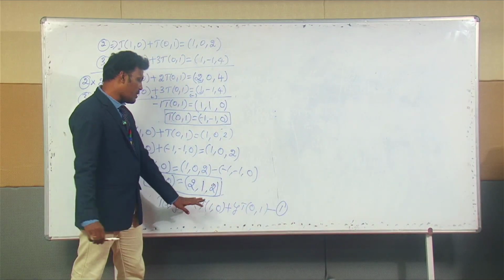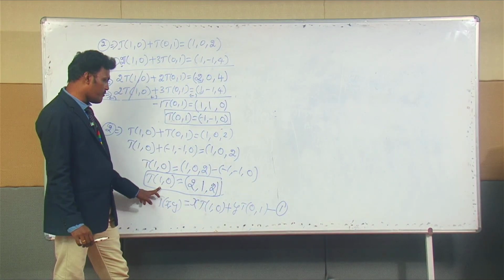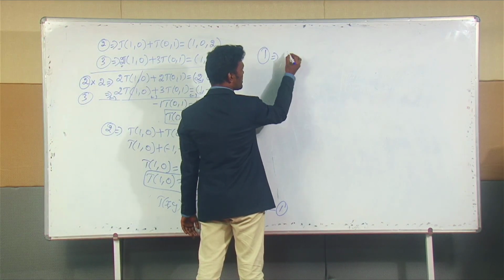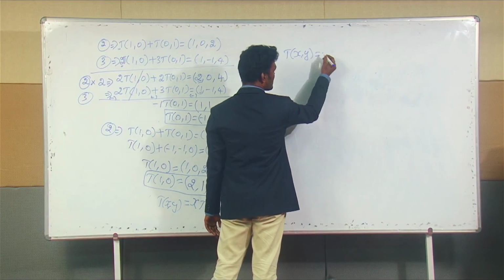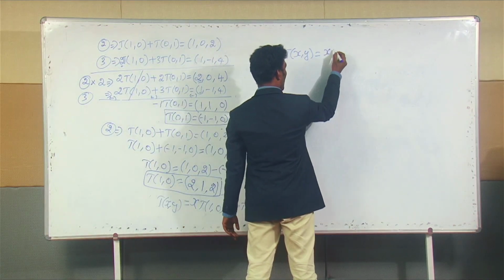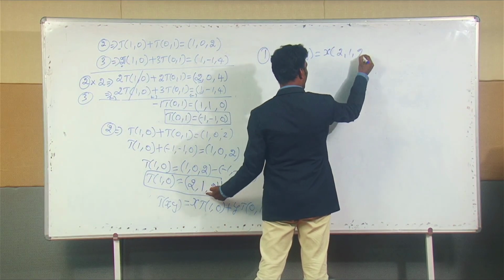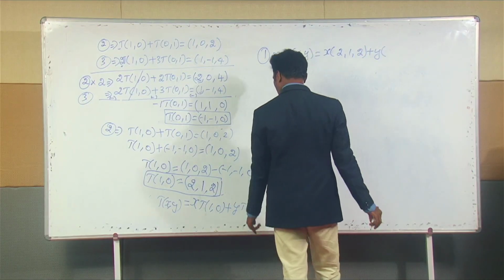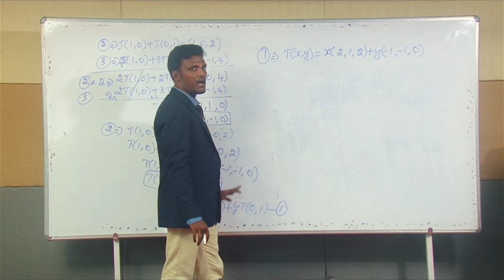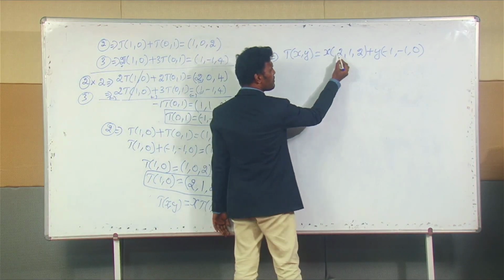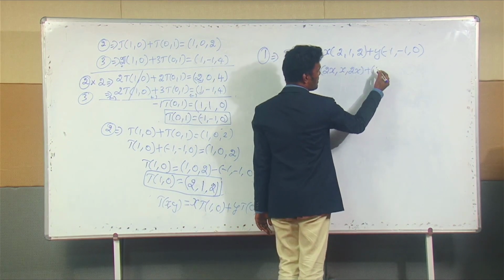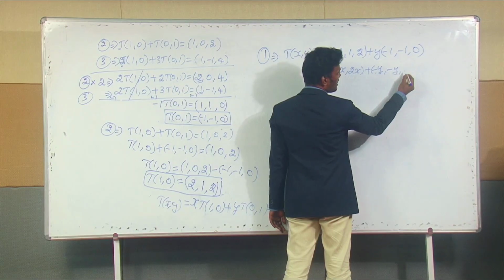So we have arrived at the values of T of (0, 1) and T of (1, 0). Just substitute both values in equation number 1. The first equation is T of (x, y) is nothing but x times T of (1, 0), so x of (2, 1, 2), plus y times T of (0, 1), which is (-1, -1, 0). This is the value we attained from both expressions. Just multiply x, so 2x, and multiply y inside, minus y, 0.